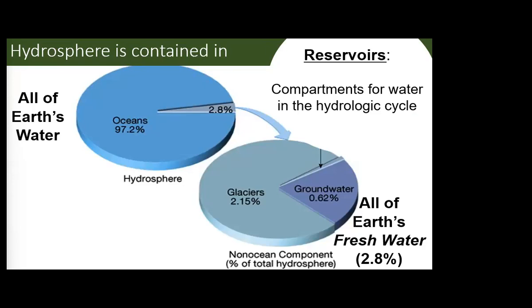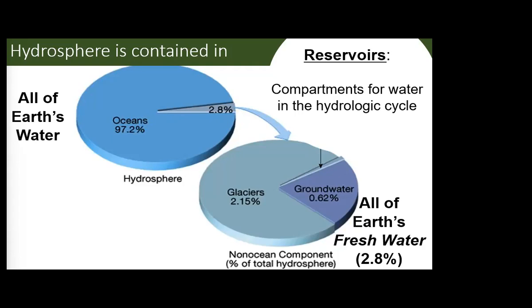So out of all the water on Earth, 2.8% of it is fresh water. That's what we can use. Now, of that 2.8%, about 2.15% is locked up in glaciers. We can't really use that water until it melts. It's locked up in these large ice sheets. Another 0.62% of that is groundwater. Groundwater we can use, but we have to pump it. We have to drill down to it and pump it out from the deeper parts of the earth.